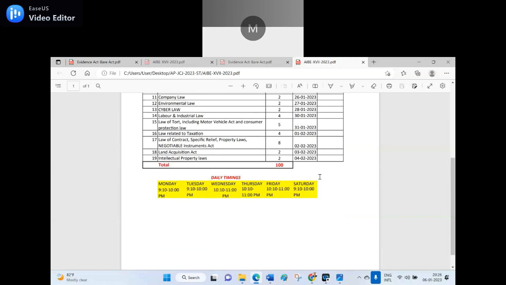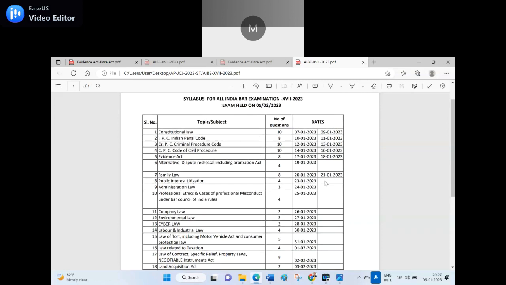If you want the same common factor, can we start from 10:10 every day? Or do you want 9 on Monday, Tuesday, Wednesday, Thursday, Friday? Can we make it uniform from 10:10? No, sir. Okay, these are the timings. Monday 9:10, Tuesday 9:10, Wednesday 10:10, Thursday 10:10, Friday 10:10, Saturday 9:10. These are my timings, because I also have to teach the masters.